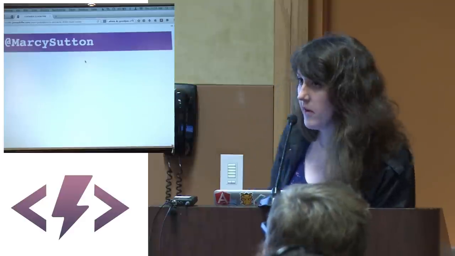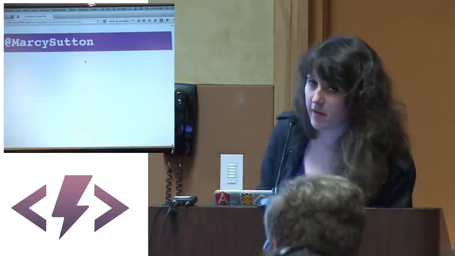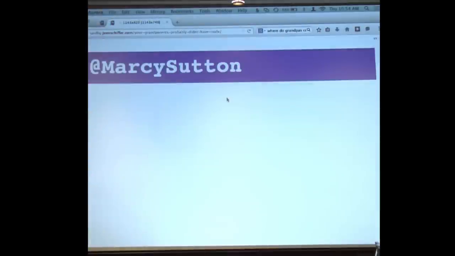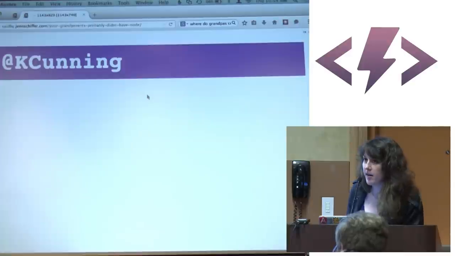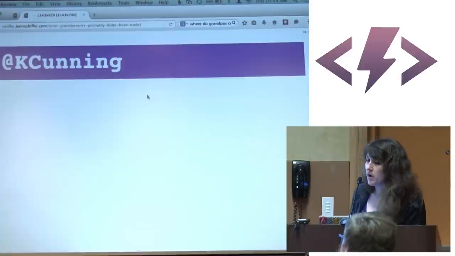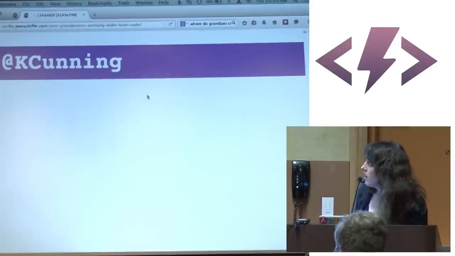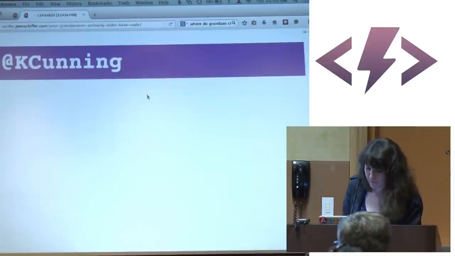Marcy Sutton is someone that you should follow on Twitter if you want to learn more about accessibility. She gave a great talk at JSConf. And also Katie Cunningham, she wrote the accessibility handbook for O'Reilly. She's a Python developer, and she's really awesome, has given great talks. So usually when I struggle with this accessibility game, those two are the ones that I holler at and annoy.